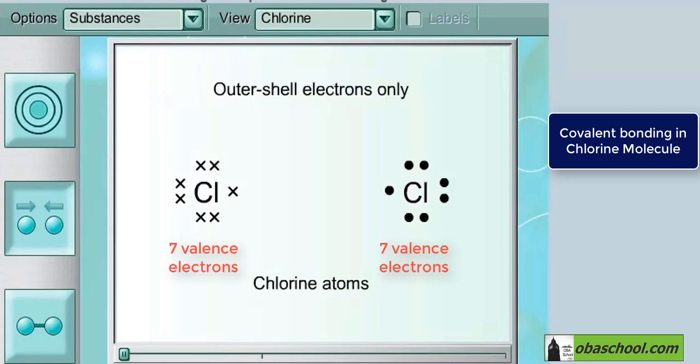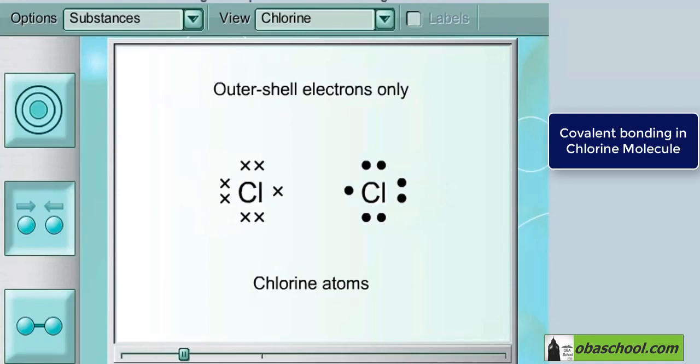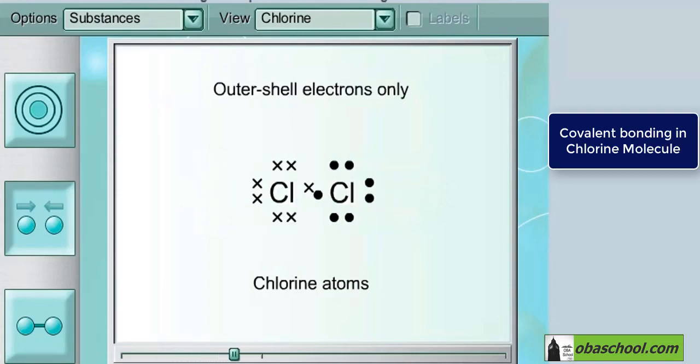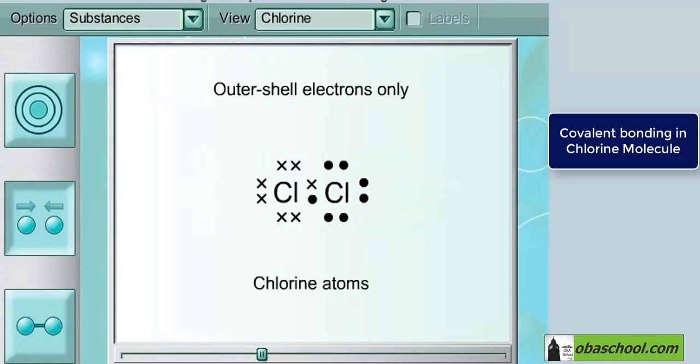They need to share 1 pair of electrons so that each atom would have 8 electrons in its outer shell. Notice how attraction occurs between the two atoms, and then they share 1 pair of electrons. What is now the formula of the molecule? It's Cl2 because it's made up of 2 chlorine atoms.